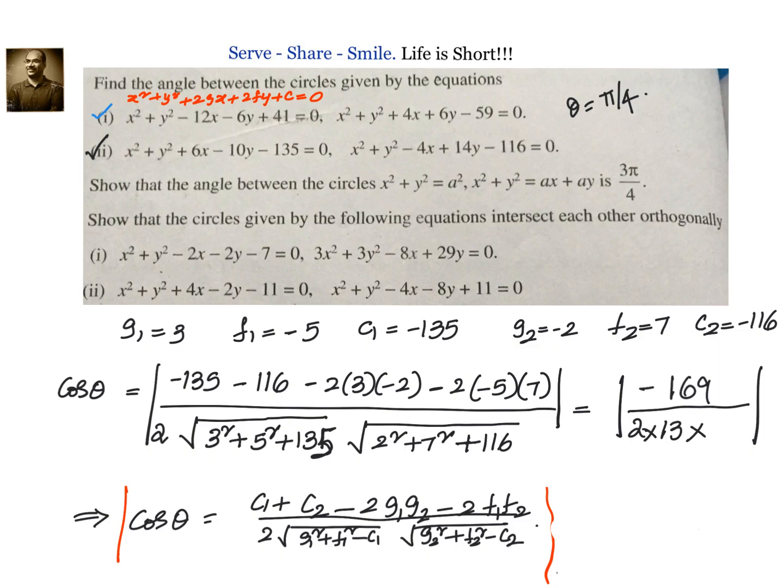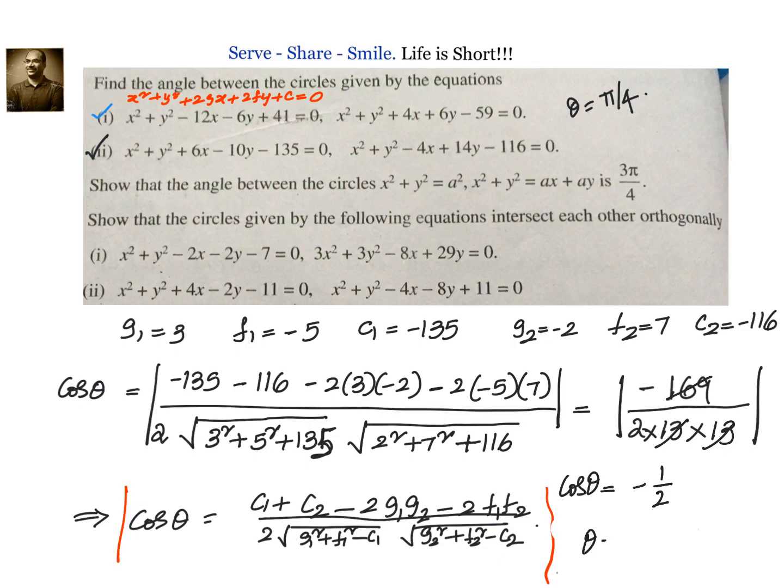Again, let's go to the next one. 2 square plus 7 square is 4 plus 49, that is 53 plus 116, 169. Square root is 13, so I can write down another 13. Now 13 will cancel. What you are left with is minus 1 by 2. Cos theta is minus 1 by 2.